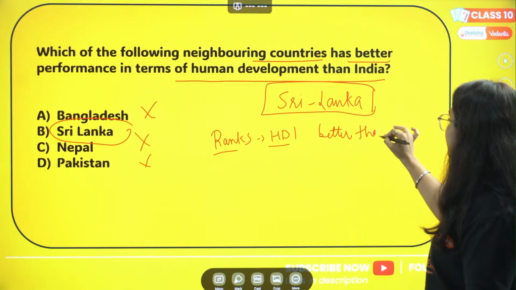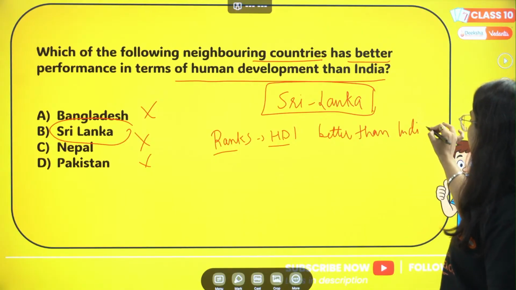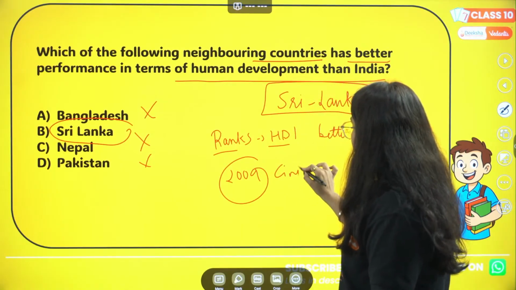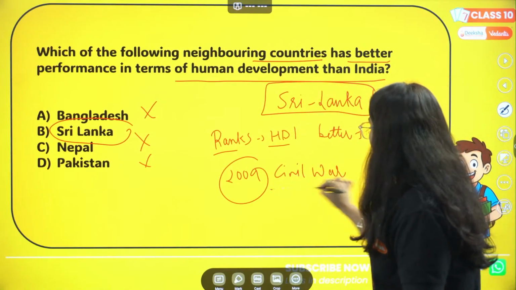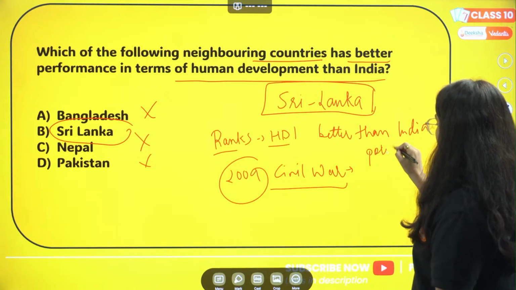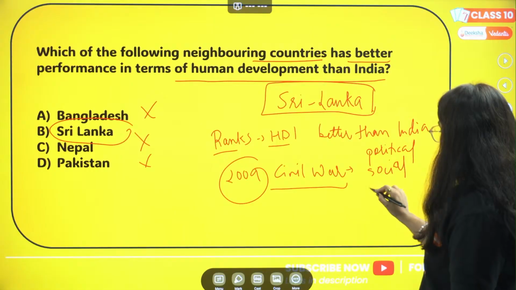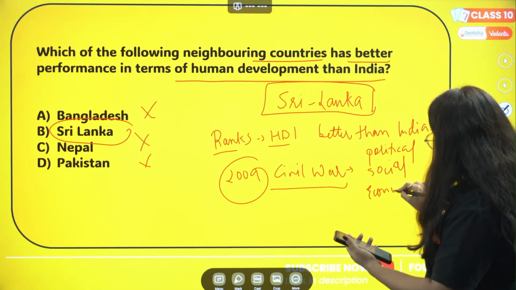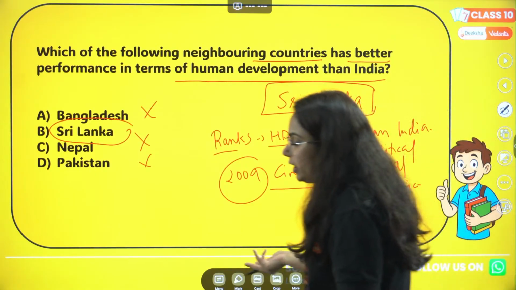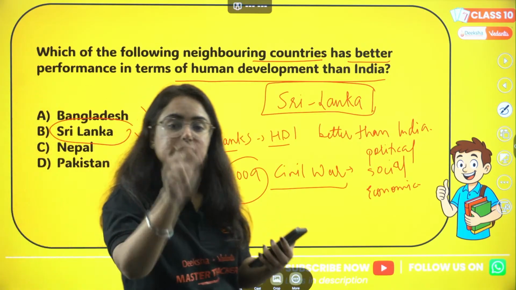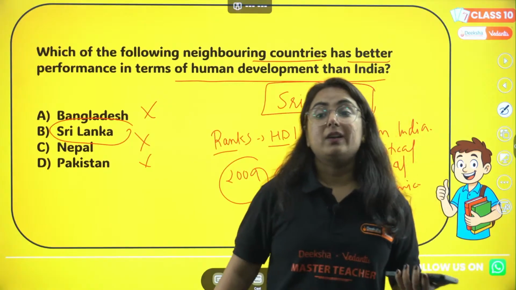But in civics, ma'am, we studied that till 2009 they were having civil war. If they were having civil war, then all these political, social and economic conditions were deteriorated. Then how, ma'am, is it possible that the condition is good over there related to HDI?